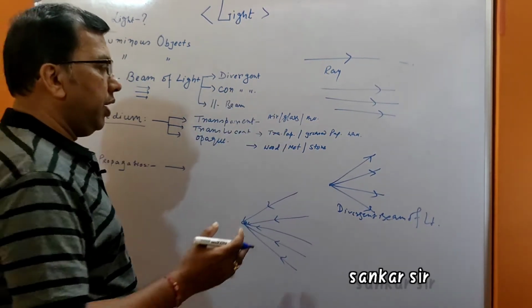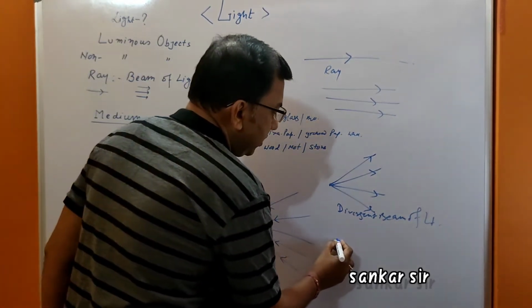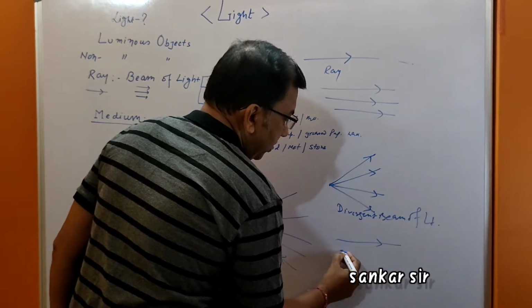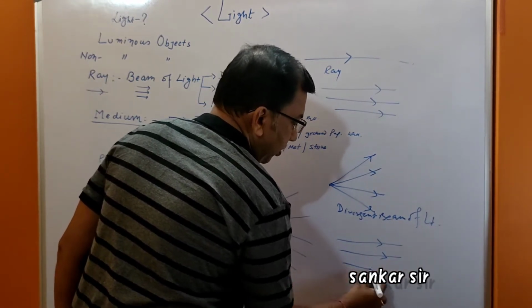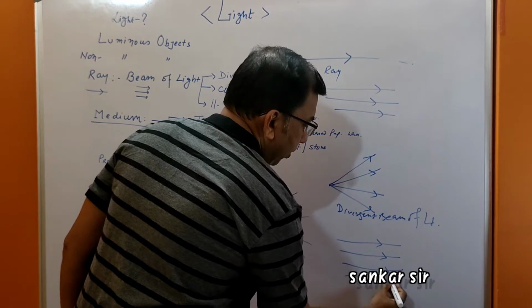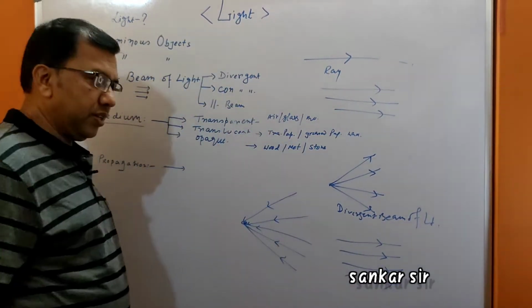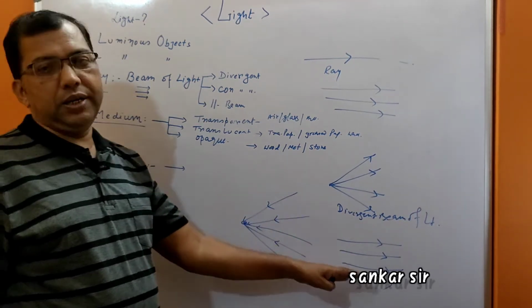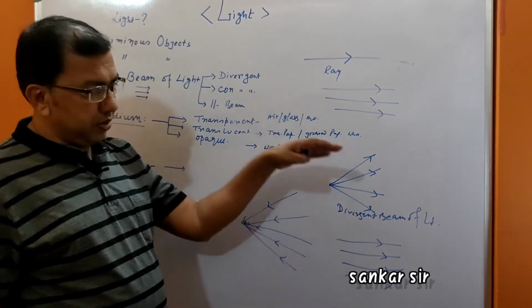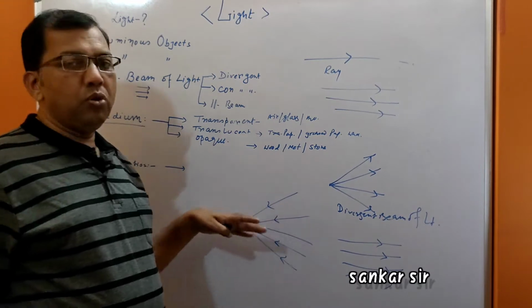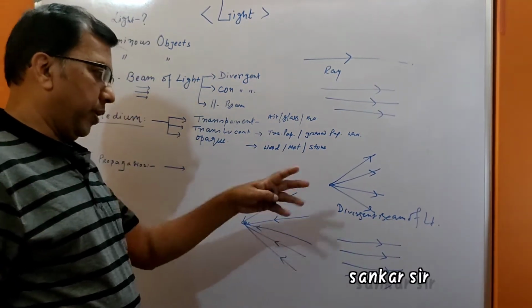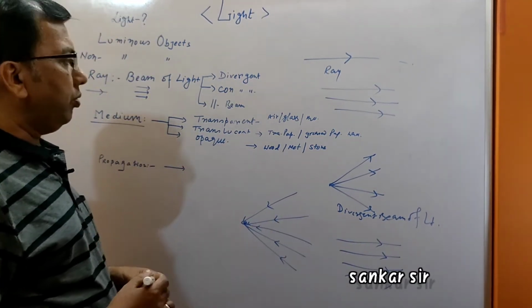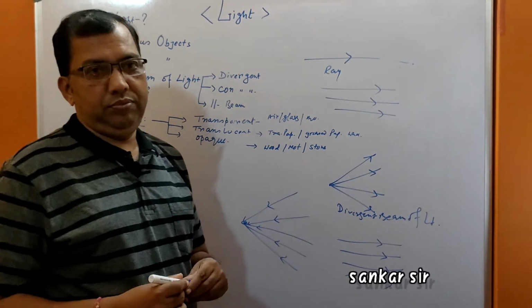And rays which are parallel to each other form a parallel beam of light. Divergent beam, convergent beam, and parallel beam of light. Light goes in this way. One thing you should know is what the medium is.